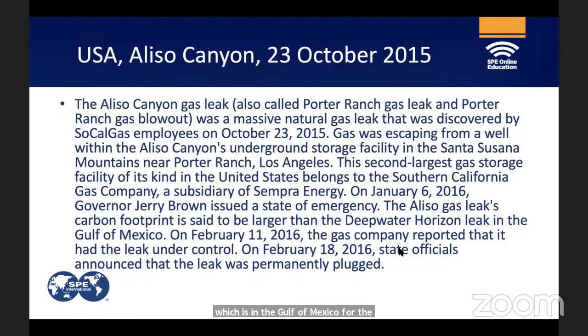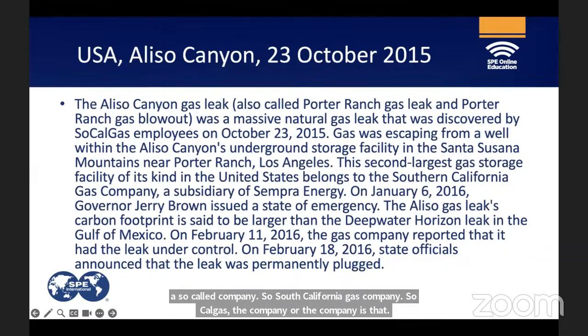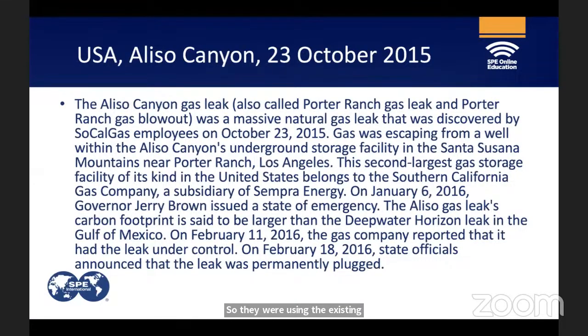What happened here was that it was an old field. The reservoir had depleted, so they were using the reservoir to store gas to be supplied for the local community people. The company is the Southern California Gas Company, SoCal Gas. They were using the existing wells and the reservoir to store the gas.